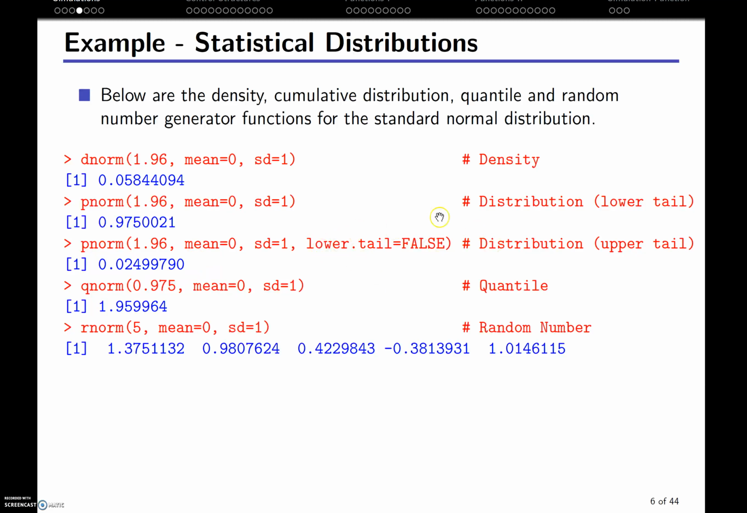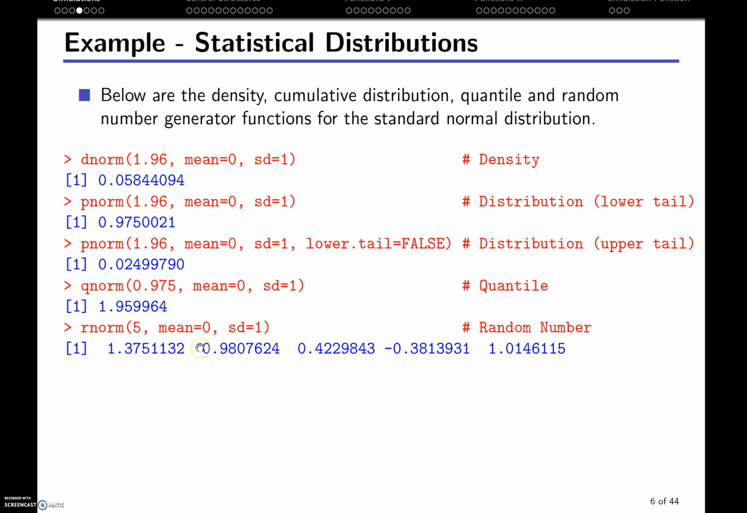We can specify the lower tail is false, and we get the upper tail, by the way. Q stands for quantile. So what gives us that quantile where 2.5% is to the right and 97.5% is to the left? Well, it's 1.96, and here we can retrieve that automatically if we did not know it.